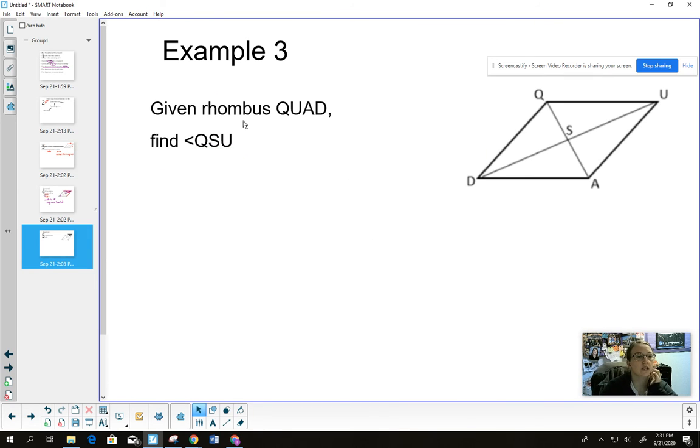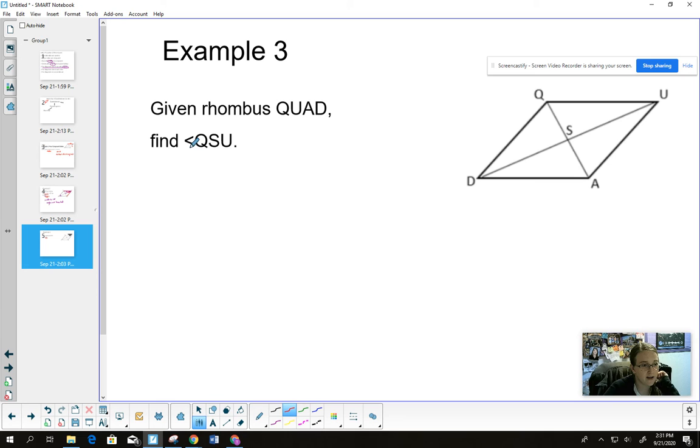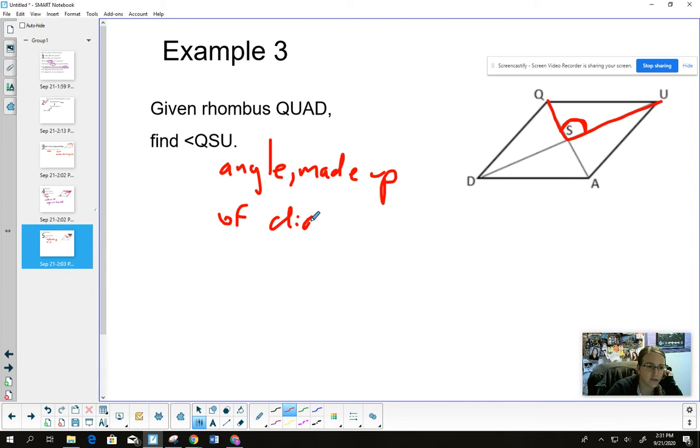Okay, let's look at this last one. So this one is kind of a tricky one. Now, obviously we can see that we are trying to find QSU. Now let's look at this one here real quick. QSU. That's this angle, but it's made up of diagonals, right? QS and SU are parts of diagonals. So this is a little bit different than the other ones we've had to deal with when we've had angles.